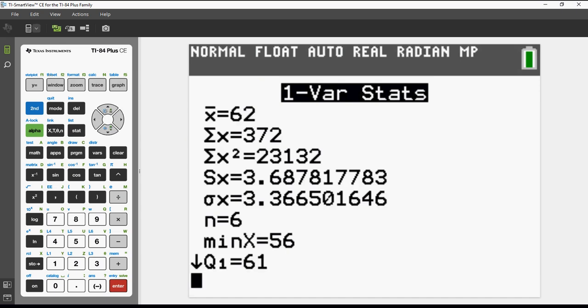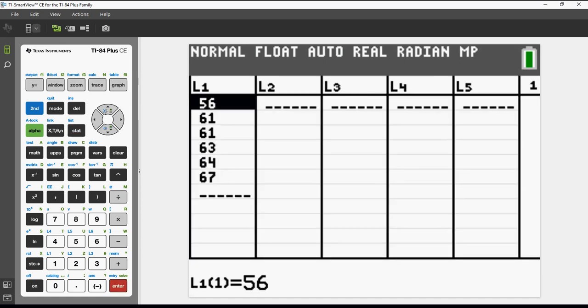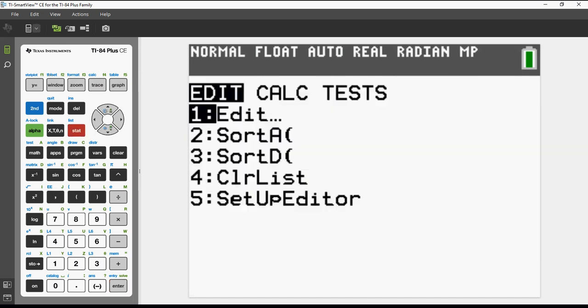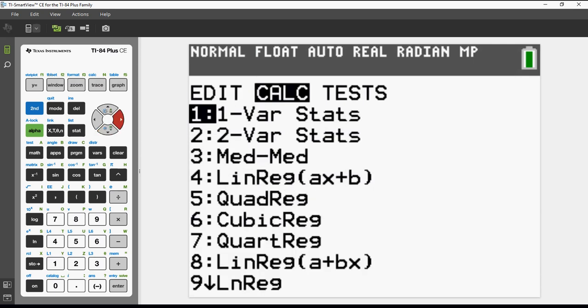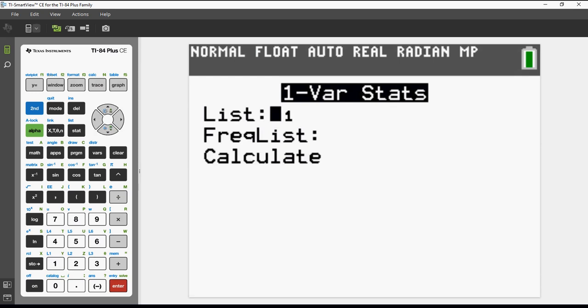Yep. So once you're in your list, you've got your numbers, right? We want to do some calculating. So we're going to hit stat again, and you're going to scroll over to the word calculate. And you want the very first guy. So you hit enter, and then you got to hit enter 3 times.